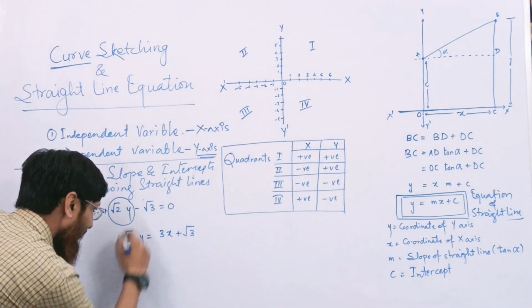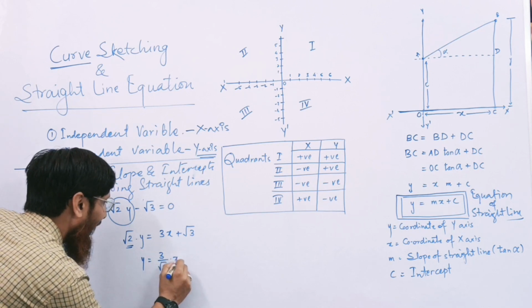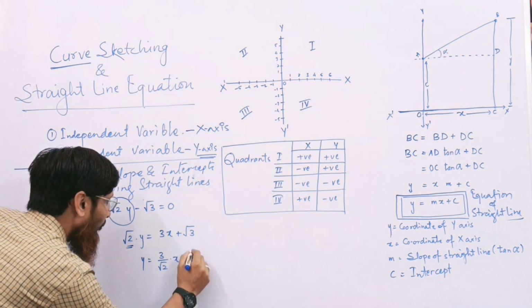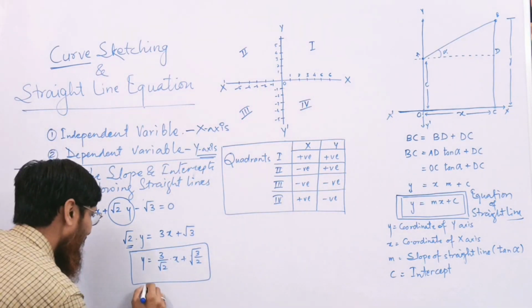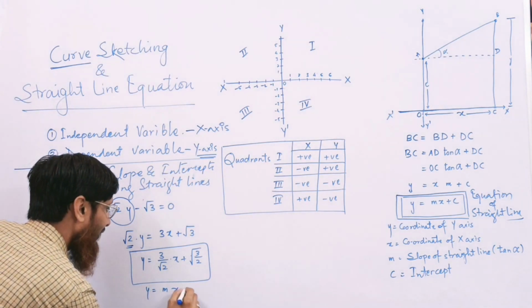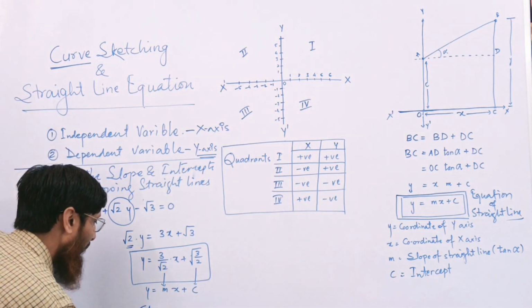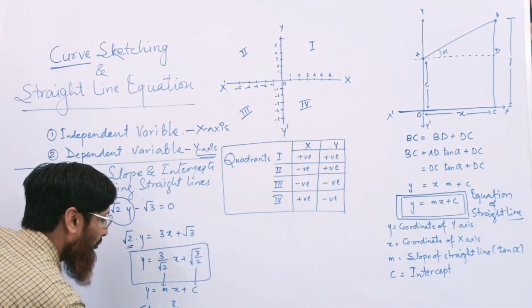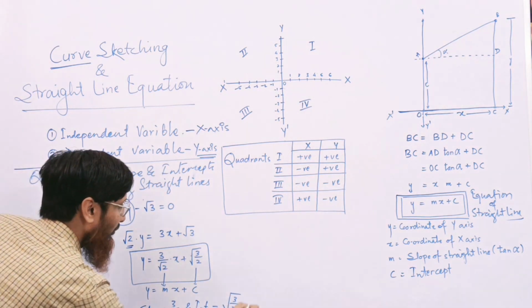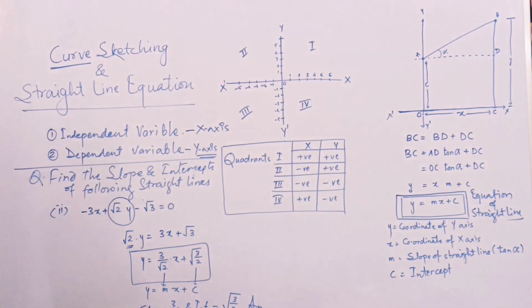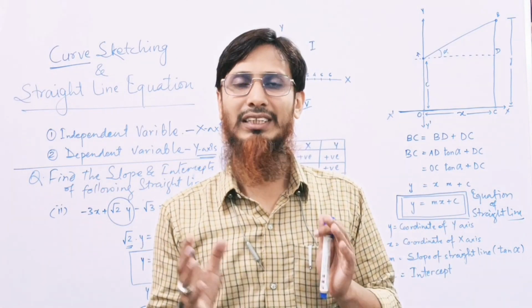So by dividing for the right hand side, y equals to 3 by root 2 x plus root 3 by 2. This resembles y equals to mx plus c. So here it is m and this is c. So slope would be 3 by root 2 and intercept would be root 3 by 2. This is the answer. So it is very easy to find slope and intercept for the given question of the straight line.